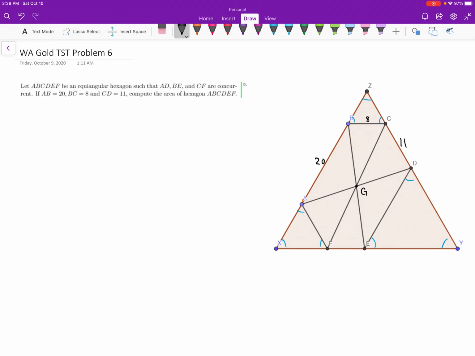Hello everyone, this is the solution to the Washington Gold 2020 HMMT and PMAC TST Problem 6. We have an equal angular hexagon A, B, C, D, E, F.